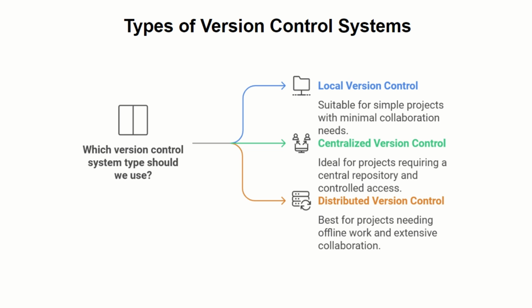Then distributed version control, DVCS, where every user has a local copy of the repository, making it easier to work offline and synchronize changes later. So Git is the popular one.